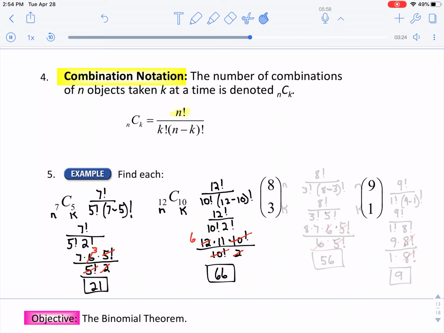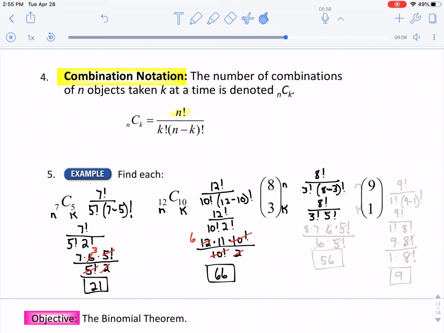Now, the next two problems are asking the exact same thing. They're just in a different form. This leaves the C out and has these parentheses here, and the 8 is our n, and the 3 is the k, and then it's the exact same. So it's 8 factorial over 3 factorial times (8 minus 3) factorial. In the numerator, that stays 8 factorial over 3 factorial times 5 factorial.